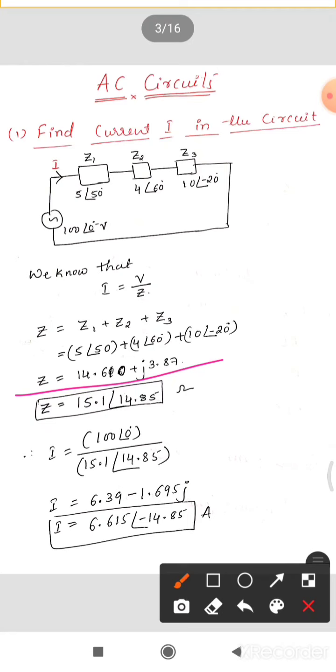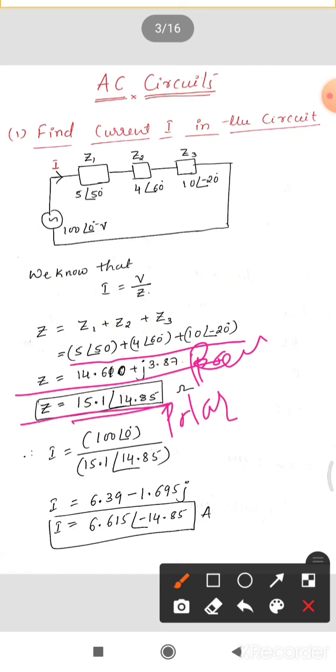So Z is equal to, if you add these things, 14.61 plus 3.87 J. Okay, this is your rectangular form. Now let's convert this into polar form. This is your polar form: 15.1 at an angle 14.85 ohms. Total Z we have got.